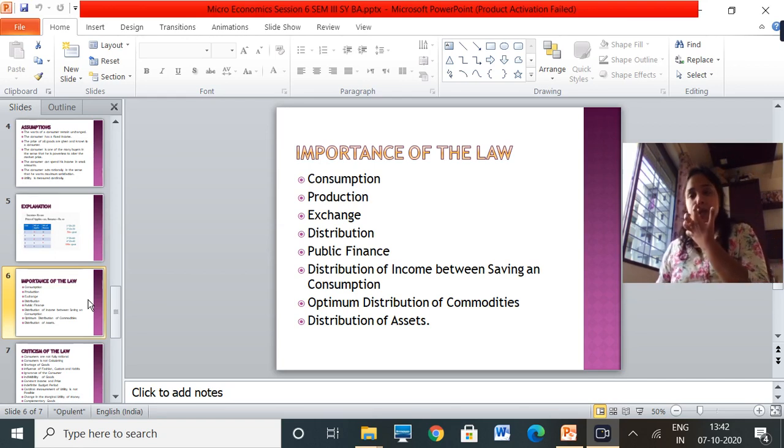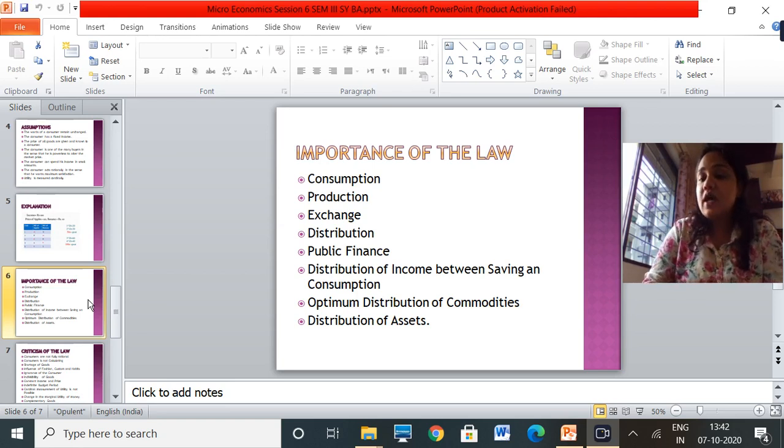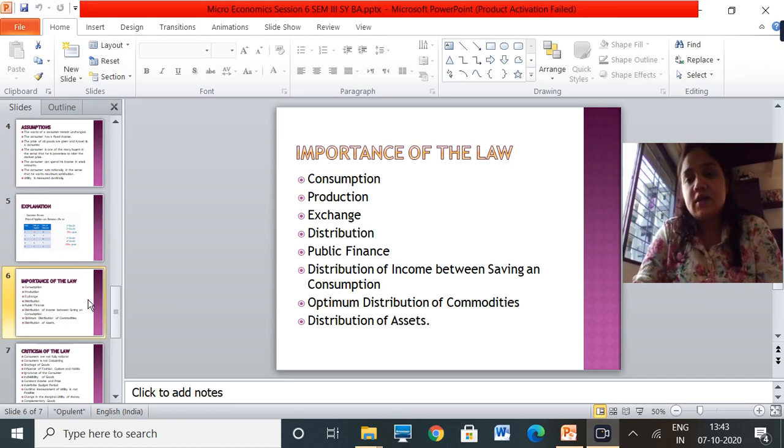There could be so many goods that could be considered. I as a consumer buy 100 goods. So how do I spend on these 100 goods and maximize my satisfaction? Distribution of assets: how do I spend on these different types of goods and maximize my satisfaction? Assets is nothing in this case, it is your income. So how you spend this income and maximize your satisfaction.